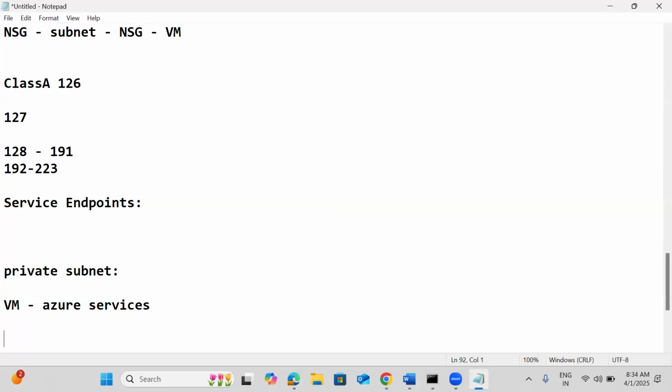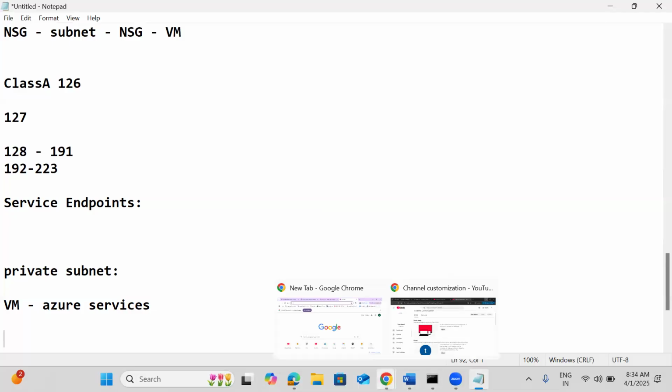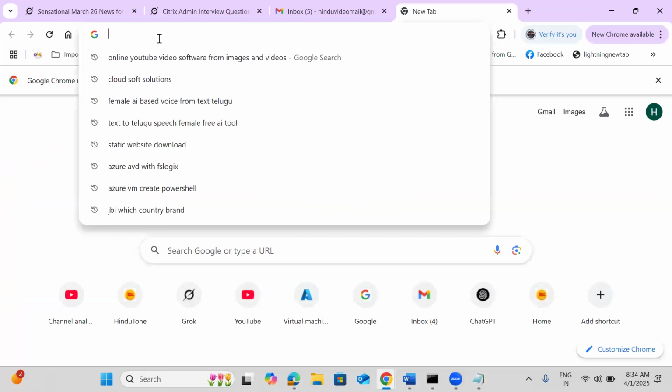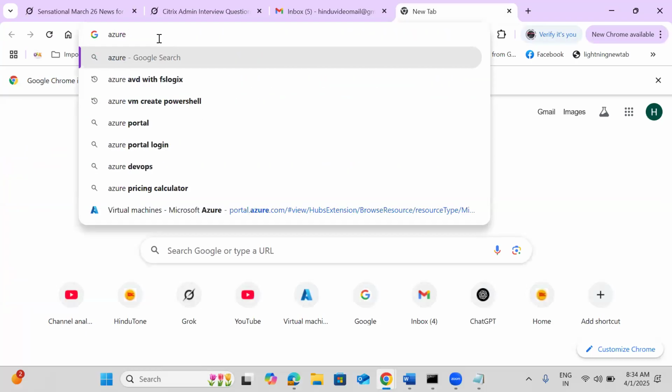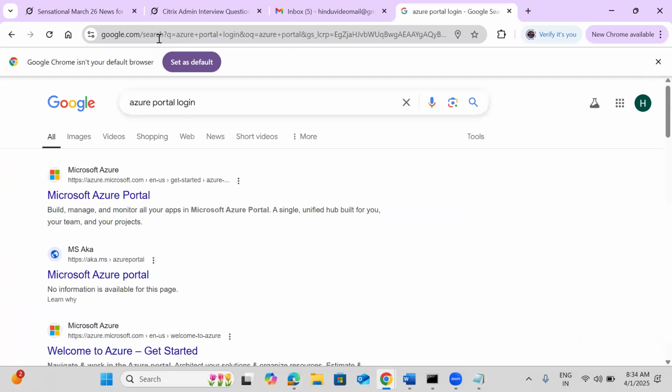Within the VNet it's going to communicate. Now we also have private endpoints, which we'll discuss later, but as of now we are going to create service endpoints. So now I'll go to the Azure portal and create all these resources.